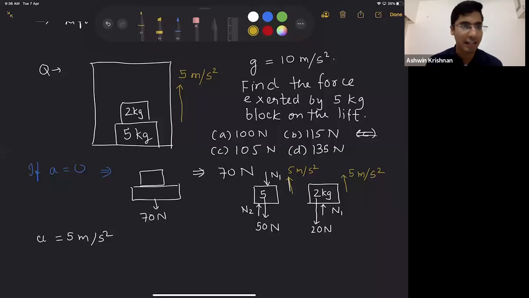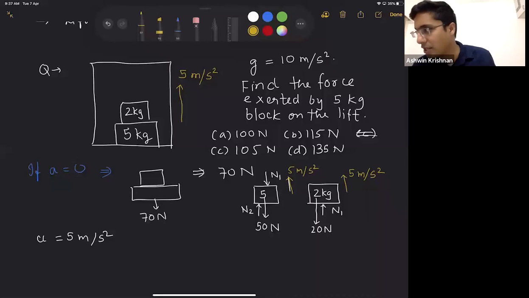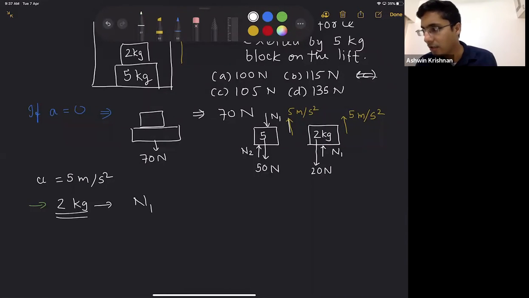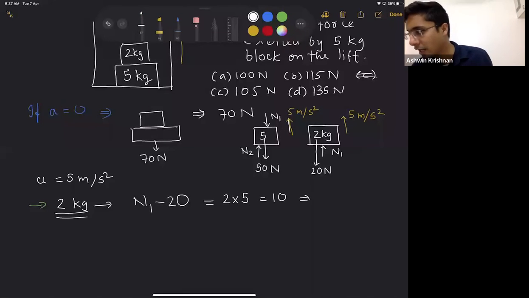Now, why are both accelerating at 5 meters per second square? Because both are in the lift. If you are in a car that moves at 500 meters per second, then you are also moving at 500 meters per second. So if you are in a lift that accelerates at 5 meters per second square, you are also accelerating at 5 meters per second square. Okay, now let's write the equations. For the 2 kg body, there are only two forces, N1 and 20. The net force in the upward direction is N1 minus 20. That has to be 2 into 5, which is 10. This means N1 is 30 Newton.